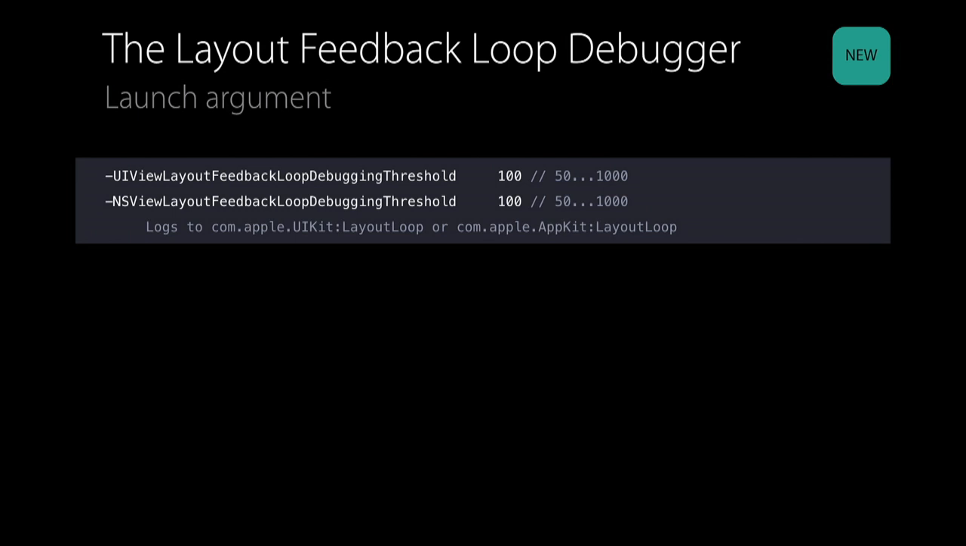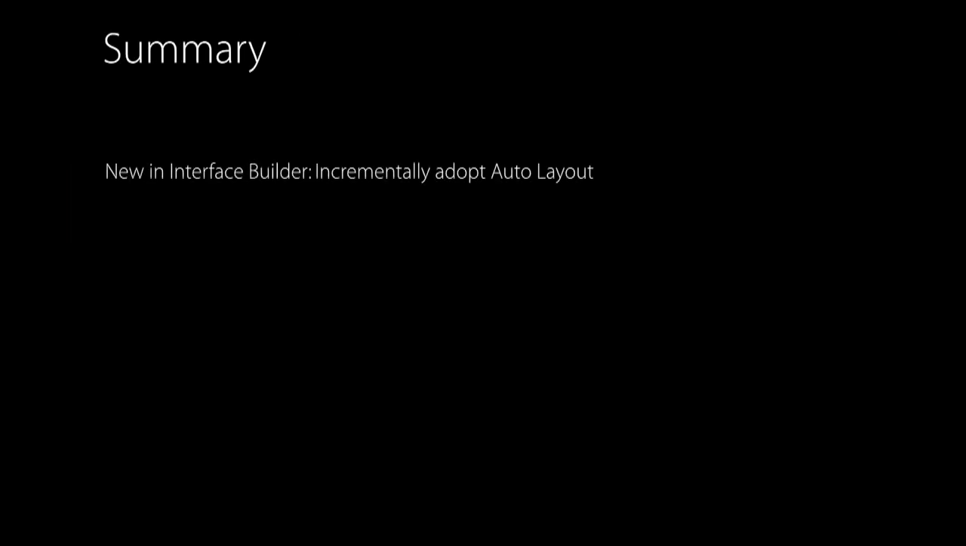So that's the layout feedback loop debugger. It's a launch argument. You won't need to use it often, but when you do, it should save you a lot of time. To recap, we saw how you can incrementally adopt auto layout in Interface Builder. In AppKit, there's NSGridView for grid-like layouts. If you'd like to see that soon on iOS, cast your vote in Apple Bug Reporter. Finally, we have the layout feedback loop debugging threshold. More information on the DubDub website.